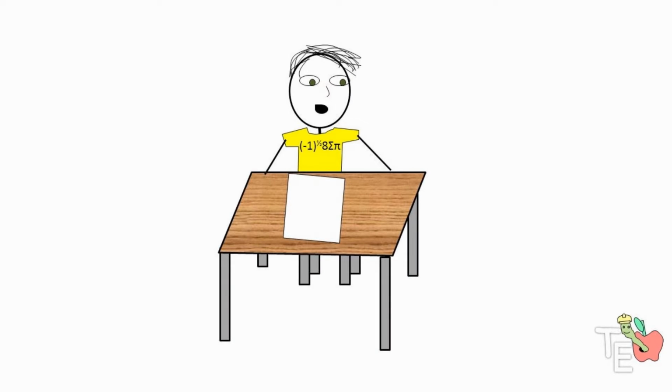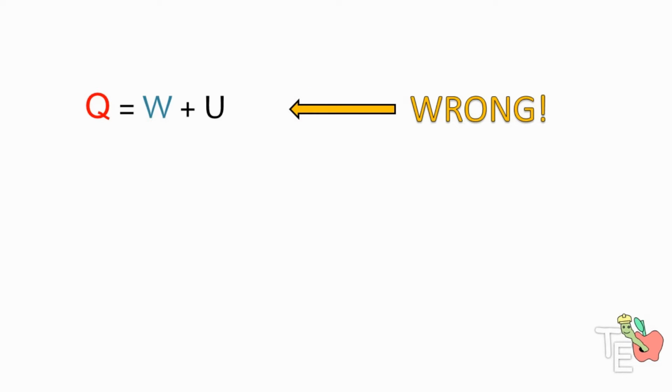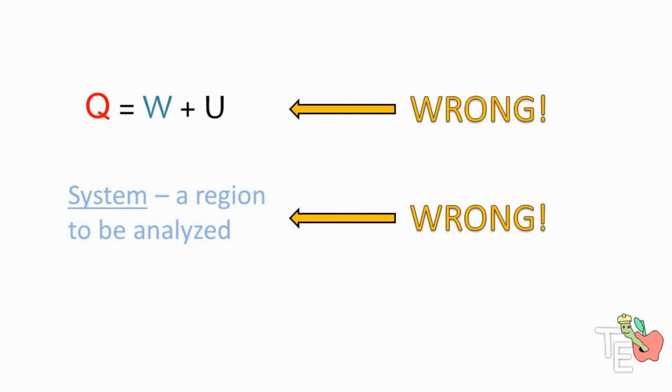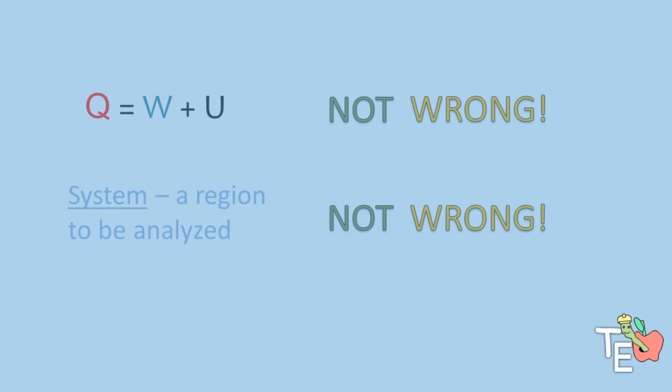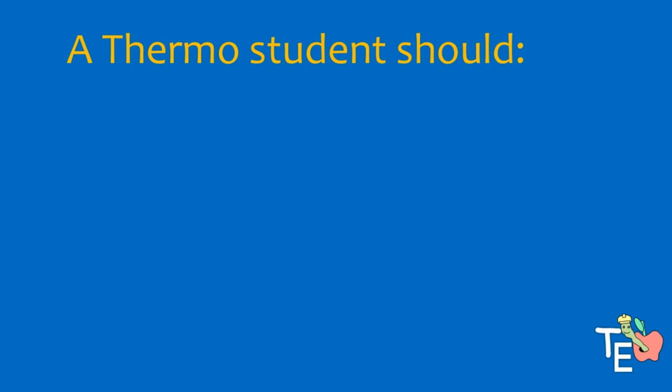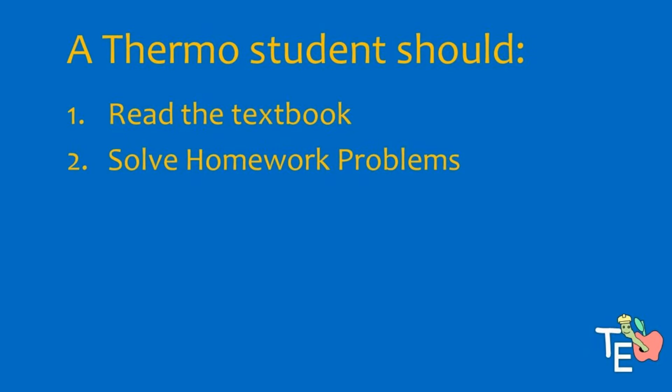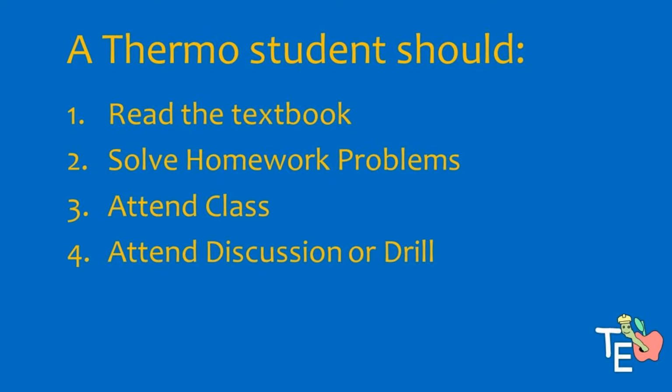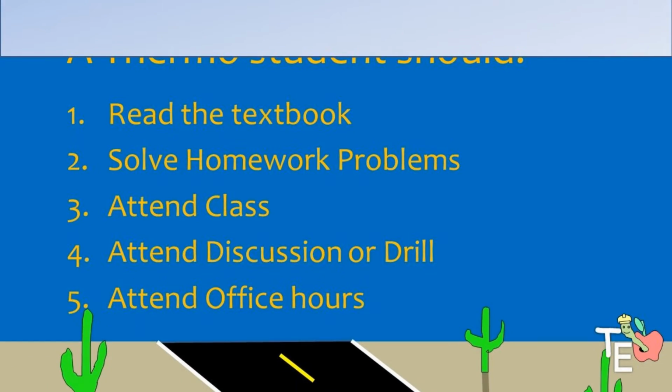Okay, wait. You said the equation in my book is wrong, and the book's definition of a system is wrong. So I should just not read my book and listen to you, right? No. Honestly, that is not my point at all. If you are taking a thermodynamics course, you should be reading your text, solving homework problems, working example problems, going to class, assuming you're not taking the course online, going to discussion sections or drill sessions, and attending office hours, TA hours, or any other resources your school may provide.